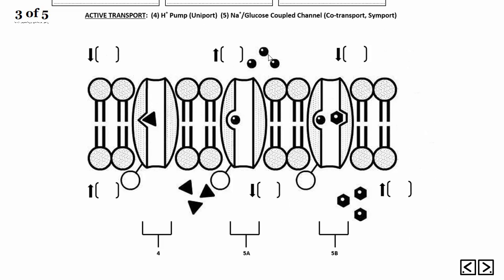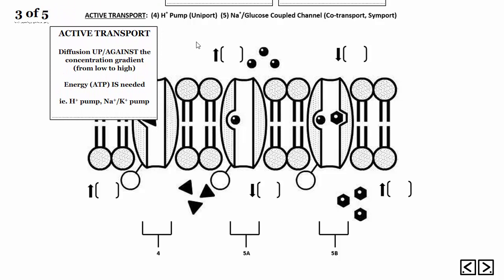And this is active transport. Now I've got two different models of active transport here. I've got something to do with this diagram and then both of these. So this is 4 for the hydrogen ion pump, and this is 5A and B for 2 states of the sodium glucose coupled channel, which is an example of cotransport or symport. For the hydrogen ion pump, I've called this uniport here because this will be transport of one thing in one direction. So let's write down the definition for that.